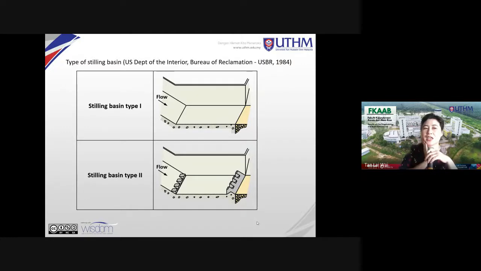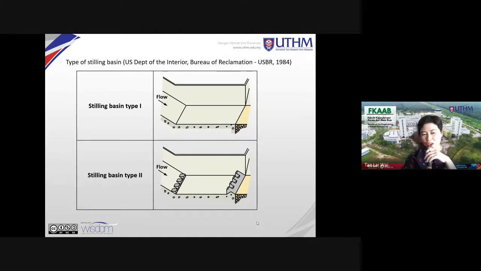If you look at this stilling basin type 1, it's just a flat one. This stilling basin type 1 is susceptible to damage because it's flat. It doesn't have structures which can try to reduce the energy. It does help because you put a concrete floor. If it's earth, it's going to scour the earth away, the soil, everything. However, even if you put concrete, it can still cause damage. The high kinetic energy of flow can cause damage.